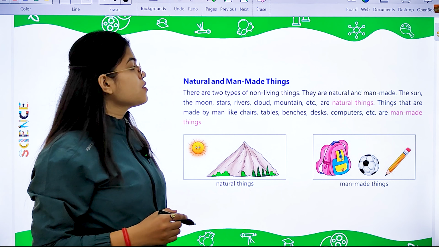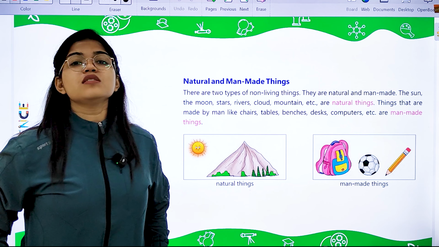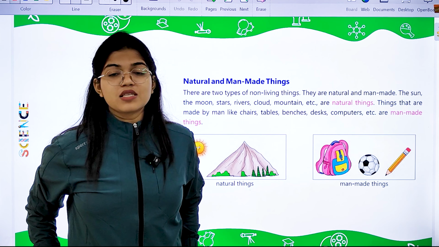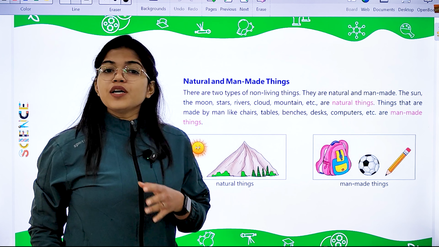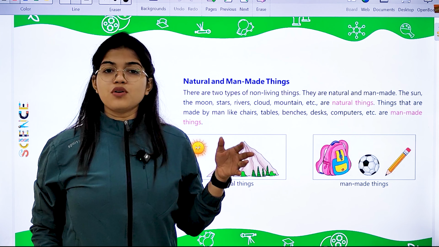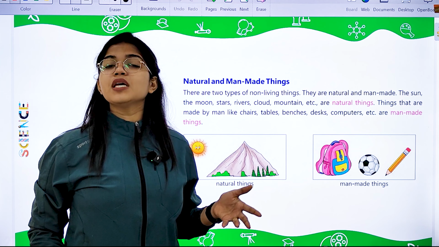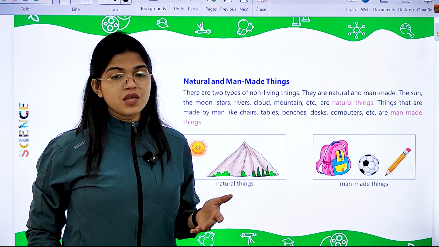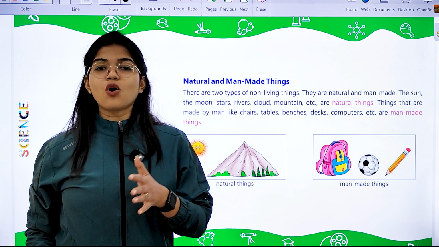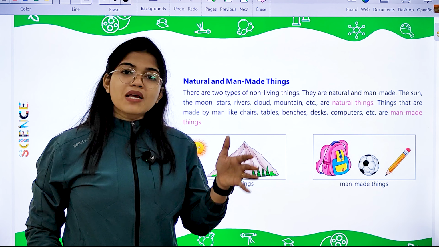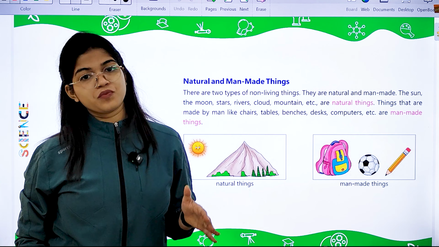So, students, like this, we have discussed the differences between living and non-living things. And what we have commonly concluded is that all the life processes which are carried out by living beings are not possessed by non-living things. And this is what makes a difference between these two, right?